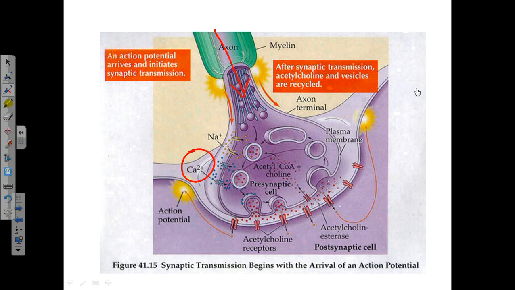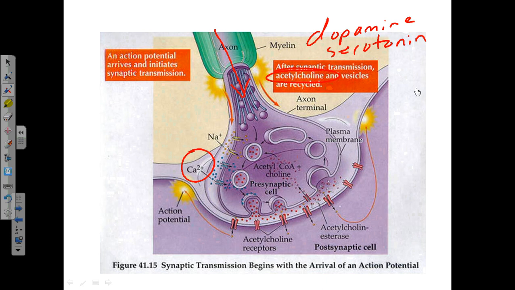And there's lots of different neurotransmitters. There's a couple you might want to just know if you hear the name. It's a neurotransmitter. Acetylcholine is one. Dopamine, serotonin, and there's lots of others. Those are just some examples of different neurotransmitters.